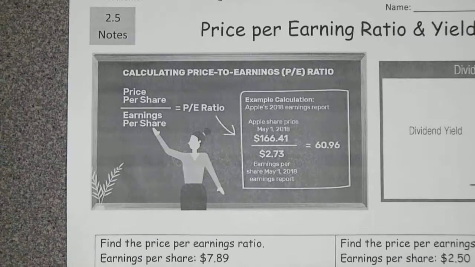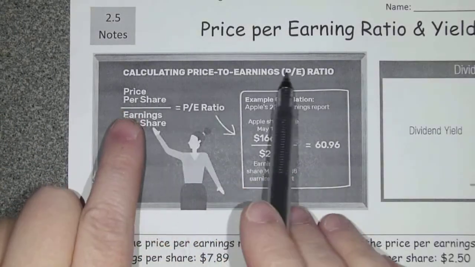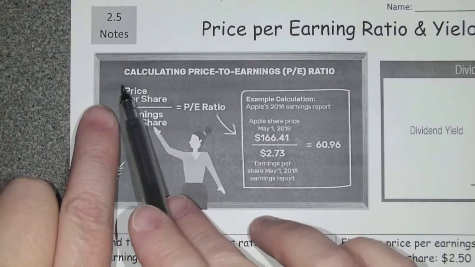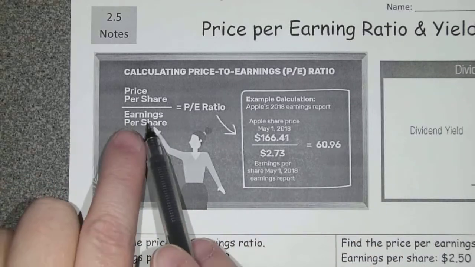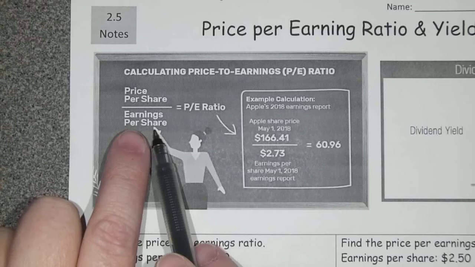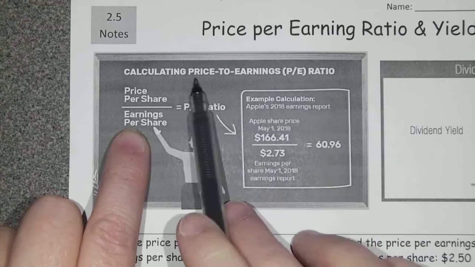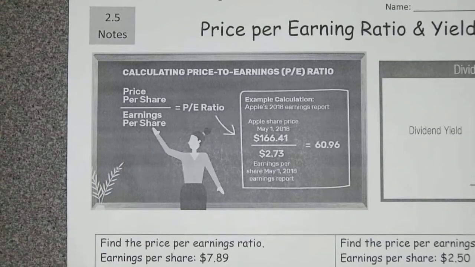This is note-taking guide 2.5, price per earning ratio and yield. The very first thing we need to know are the two formulas, and they're really easy. It's just a fraction. If we're going to find the price per earnings, we take the price per share and divide it by the earnings per share. So the price divided by how much it earned. We do the math, and it gives us a number. That's how we do the price per earnings.